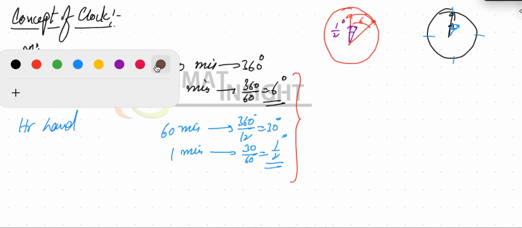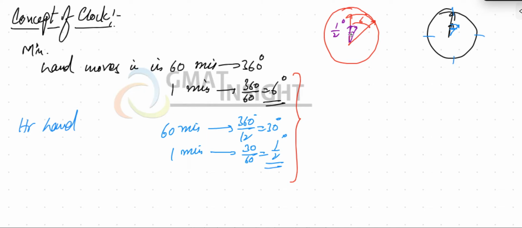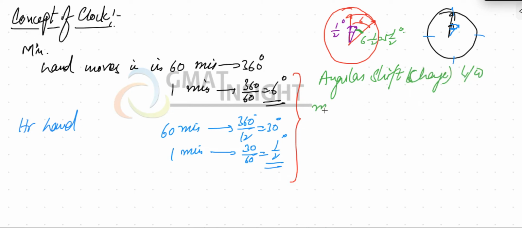So the problem is to understand what will be the angle measure between the minute hand and hour hand in 1 minute. So this is 6 minus half, that is 5.5 degrees. That's going to be the most important concept here. Let me write it here. The angular shift, meaning the angular change between the minute hand and hour hand, is equal to 6 degrees minus half a degree, that is equal to 5.5 degrees, or we can often call it 11 by 2 degrees.